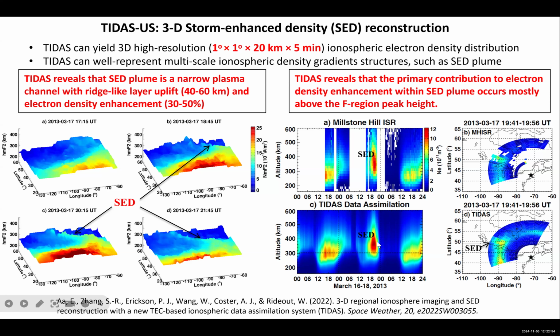If we compare the SED on the storm day to the previous quiet day, we can see that the contribution of SED mainly occurs from the topside ionosphere, which means that the electron density above the F2 peak height is increased if we compare this region and this region, but below the F2 peak height, the electron density is actually reduced. So the TIDAS three-dimensional reconstruction reveals that the primary contribution to electron density enhancement within the SED plume occurs mostly above the F region peak height.